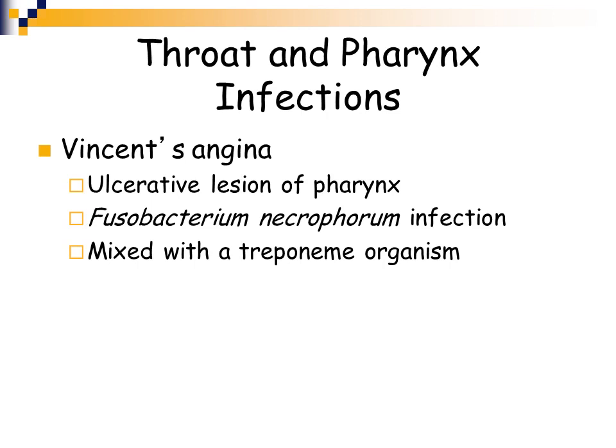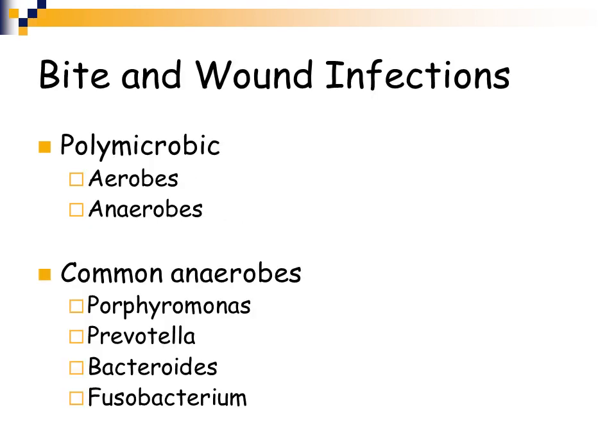These types of anaerobes can also cause throat and pharynx infections. Specifically, there's something called Vincent's angina, which is an ulcerative lesion in the pharynx. Many times this is caused by an infection with Fusobacterium necrophorum mixed with treponemal organisms. So this is a very specific type of throat and pharynx infection, and it's not really a common infection, so it's not like it's something you would see all of the time.